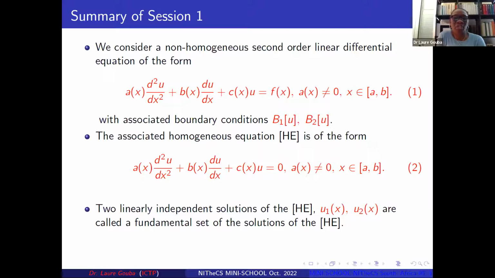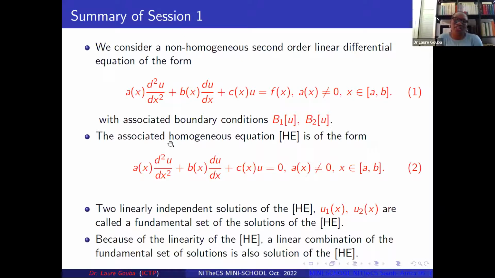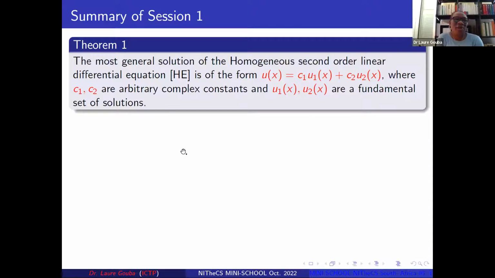A homogeneous equation admits two linearly independent solutions, and if two linearly independent solutions of a homogeneous equation are found, these two solutions are called a fundamental set of solutions of the homogeneous equation. Because of the linearity of the homogeneous equation, a linear combination of the fundamental set of solutions is also a solution. Theorem 1 says that the most general solution of the homogeneous second order linear differential equation is of the form u(x) = c1 u1(x) + c2 u2(x), where c1, c2 are arbitrary complex constants, and u1(x), u2(x) are the fundamental set of solutions.